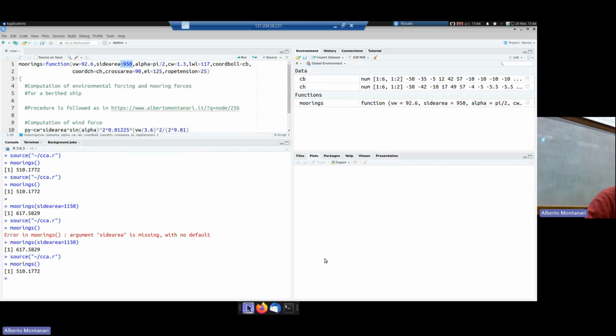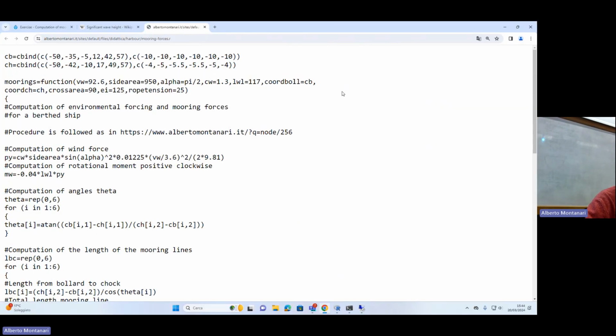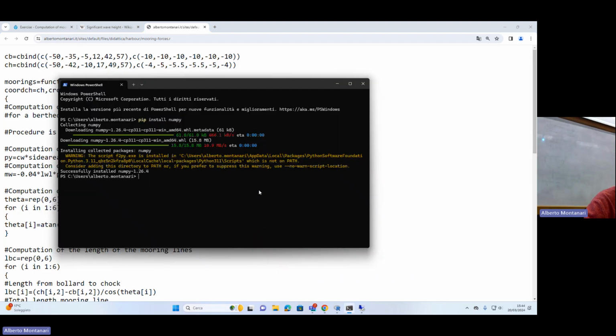In order to make it in Python, what I have to do is to open a Python console. Given that it's already open somewhere here, let me close it, okay? No, this is not a Python console. No, it's not open. Okay, good. Let me open a Python console.